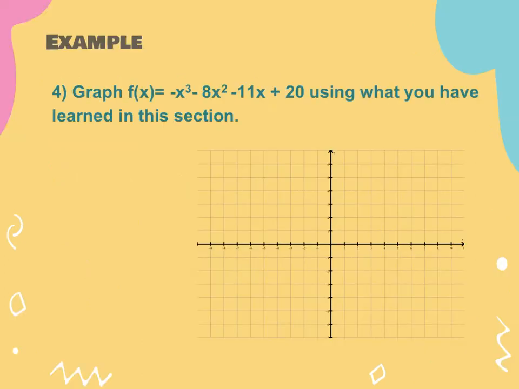And then we graphed example 1, 2. Well, we did 1, which was the end behavior. We graphed example 2 and 3, and this is where we left off. So graph negative x to the third minus 8x squared minus 11x plus 20. First thing I'm going to look at is the end behavior, right? So what's the highest exponent? Is it even or odd?